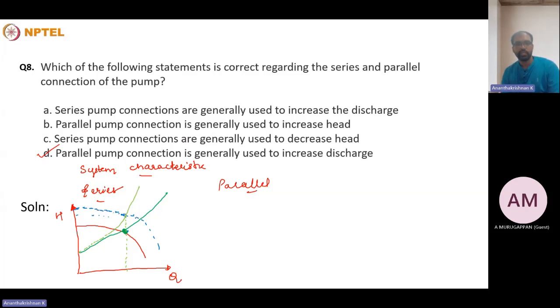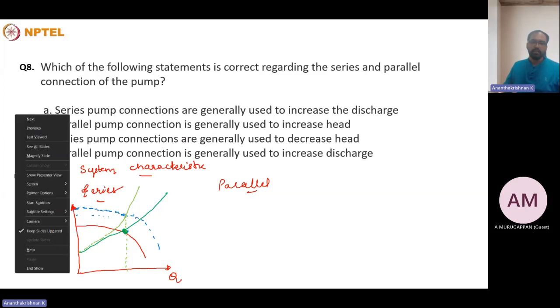So the option for series pump connections is wrong. In this analysis, it is used to increase the head at almost a constant discharge. And the other option is for the parallel pump connections. So whether it is used to increase head or increase discharge: parallel flow pumps are used to increase the discharge, keeping the head almost constant. So in the case of a parallel flow connection, the whole analysis is slightly different.